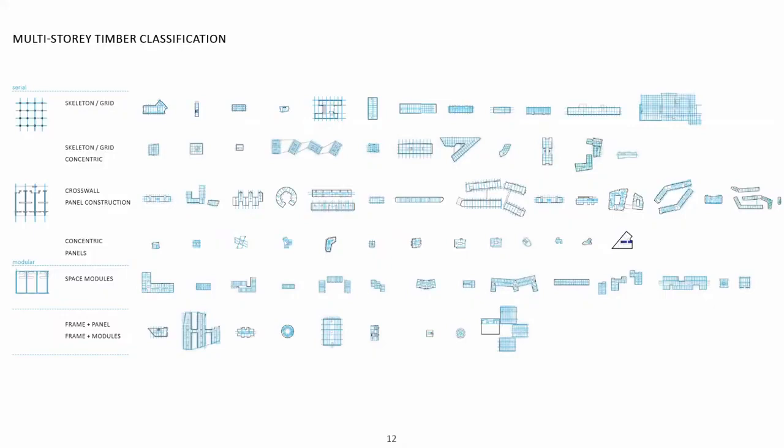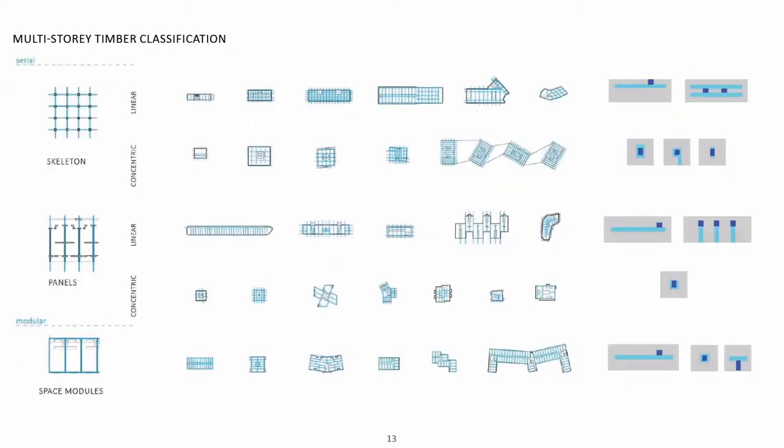So when we look at the large body of work and projects, there's definitely something to be noticed, and that's that the majority of the projects are strictly one system, while there are some exceptions that have begun to combine systems to achieve either multiple programs by combining frame and modules, or in some cases, panel and frame, or also using glulam construction to achieve different results. However, in all of these projects, what's really standing out is this orthogonality and rigidity that really doesn't seem to be going away.